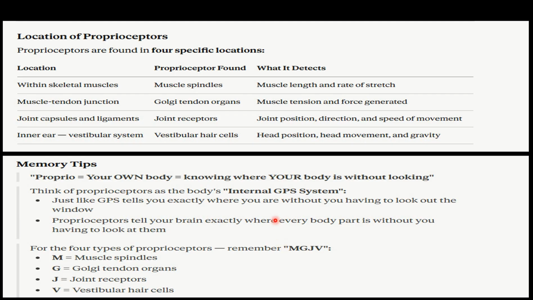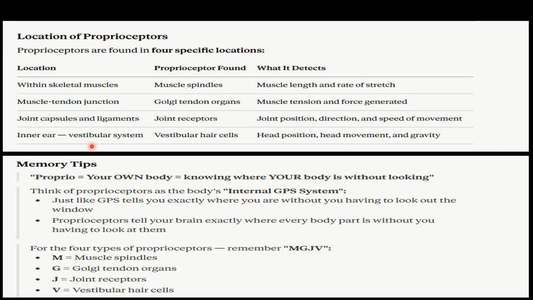So basically there are 4 types of proprioceptors. I have created this table which will give you an idea of where the location is, what type of proprioceptor is found, and what it basically detects. Okay, so location wise, within a skeletal muscle we have muscle spindles, which detect muscle length and rate of stretch. Second location, muscle tendon junction, Golgi tendon organ, which detects muscle tension and force generated. Next is joint capsule and ligament, joint receptor, which detects joint position, direction and speed of movement.